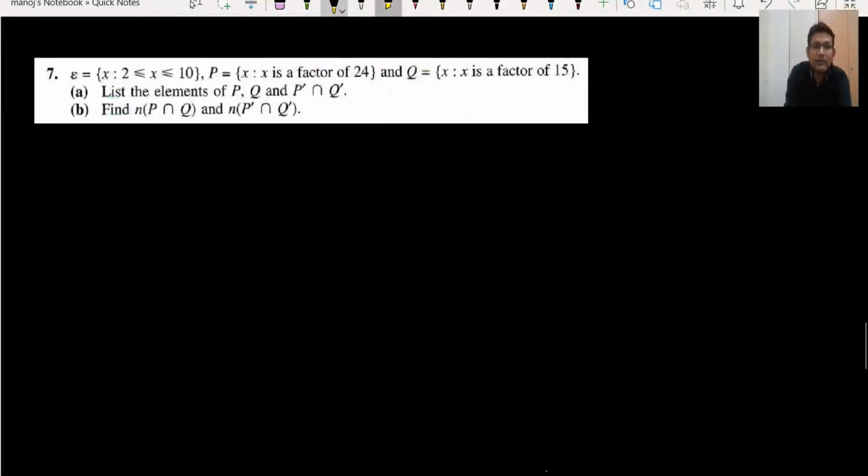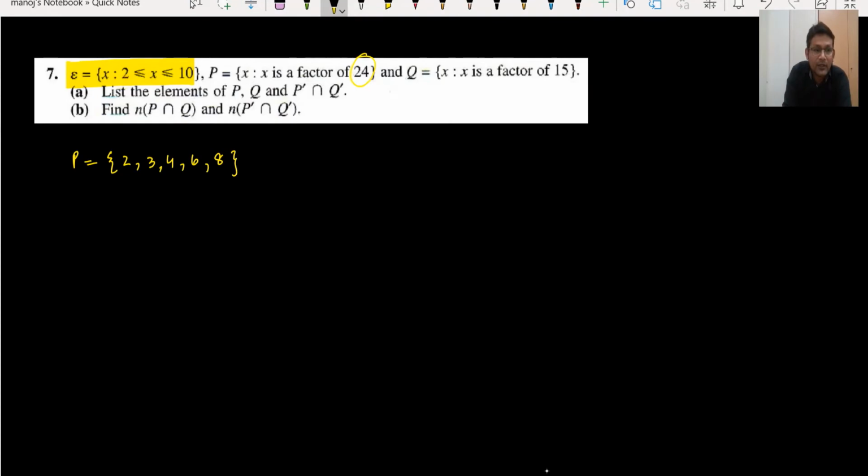In question number 7, the universal set is from 2 to 10. P is equal to the factors of 24. So the factors of 24 in this set are 2, 3, 4, 6, and 8, not 5, 7, 9, or 10, because the limit of the universal set is from 2 to 10.